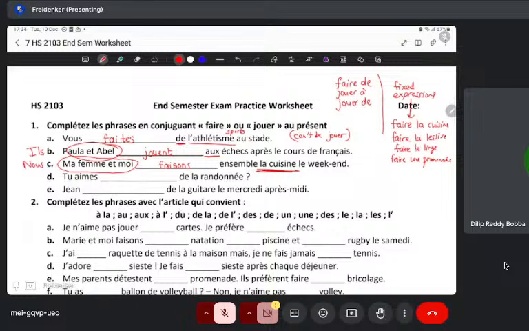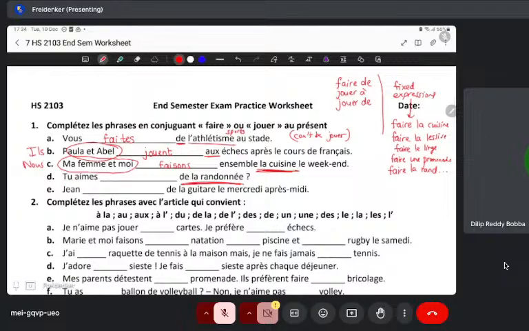Okay. Next one. One more fixed expression: faire la randonnée. That is also a fixed expression. So since it's a fixed expression, just conjugate faire. And there is q.